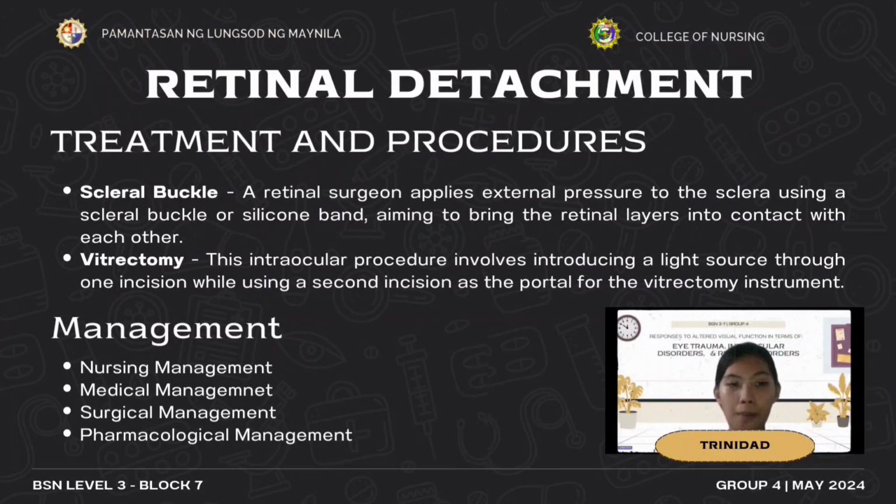Next is the medical management. First is the assessment, in which the nurses meticulously assess the visual acuity. This focuses on the thorough identification of retinal breaks, fibrous bands causing traction, and degenerative alterations, thereby informing precise treatment modalities. Next are the diagnostic procedures: dilated fundus examinations, slit-lamp microscopy, and advanced imaging modalities such as optical coherence tomography and ultrasound. Next is the surgical management. Under this are the scleral buckle and the vitrectomy, which I discussed earlier.